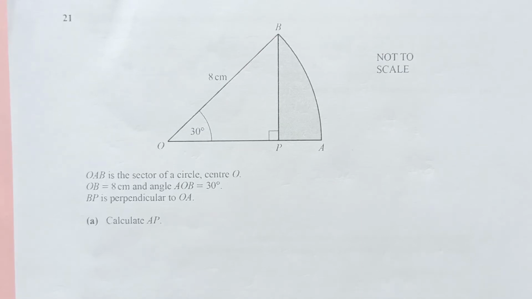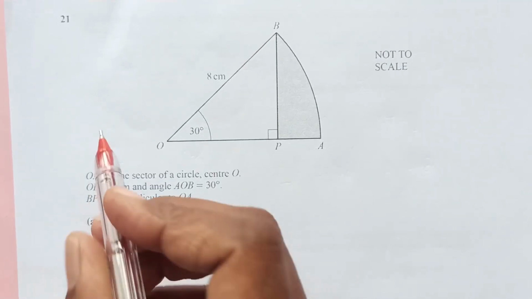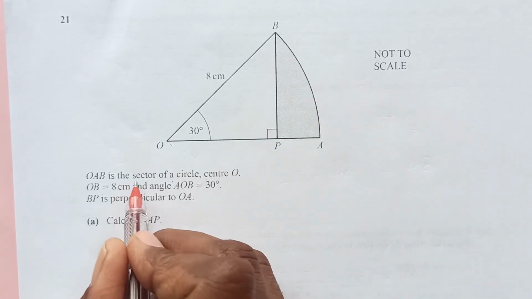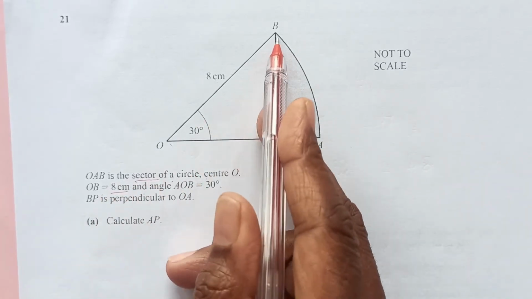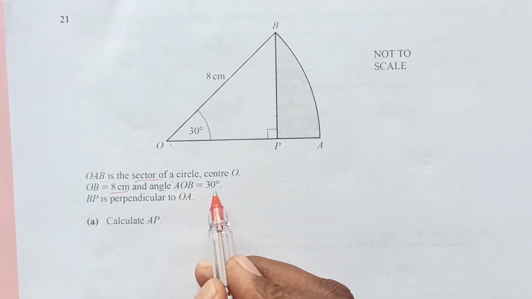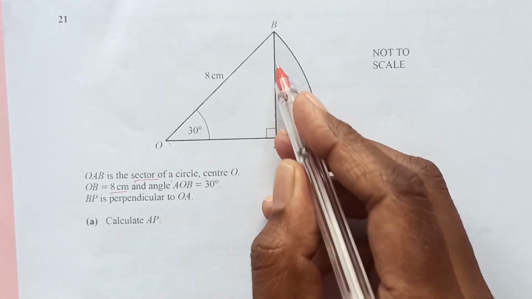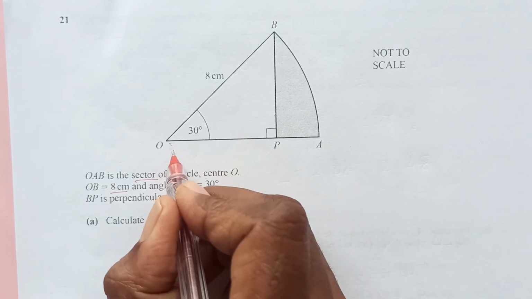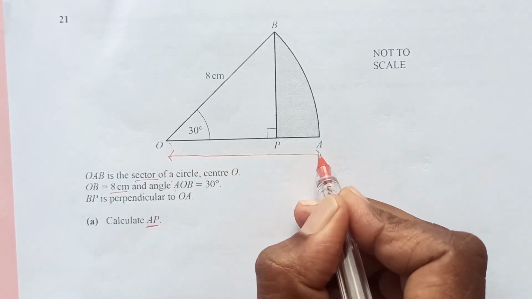Now question 21, we have a diagram here. OAB is a sector of a circle. Then OB is 8, this is here. Angle AOB is 30, BP is perpendicular to OA. Calculate AP. We are looking for this length from here to here, AP, right?